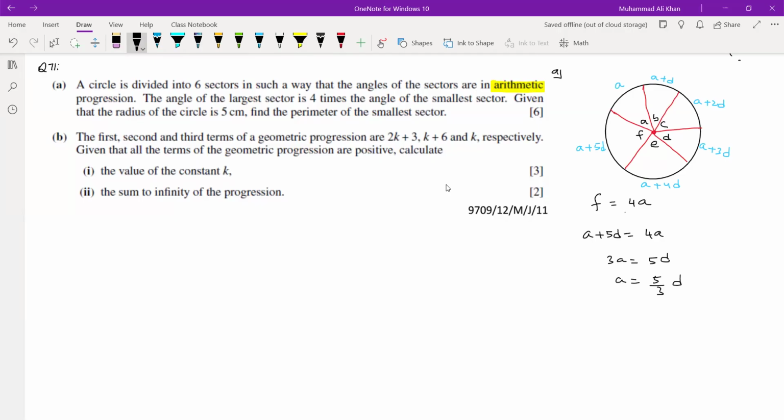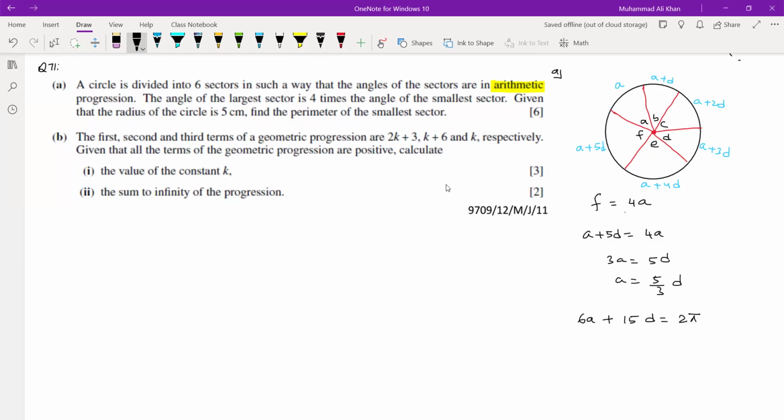Sum of all angles equals 360 या 2 पाई. हम 2 पाई से वर्किंग कर रहे हैं, 360 से भी वर्किंग कर सकते हैं, no issues. Now, how many A's we have? 6A. 1, 2, 3, 4, 5, 6. 6A plus how many D's we have? 1, 2, 3, up to 10 and 15. 15D equals 2 pi.